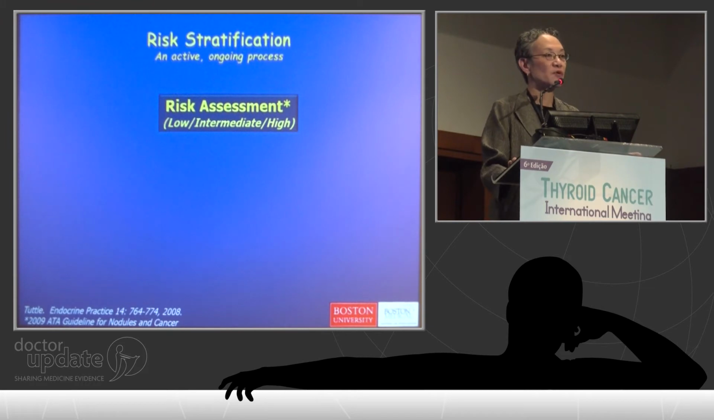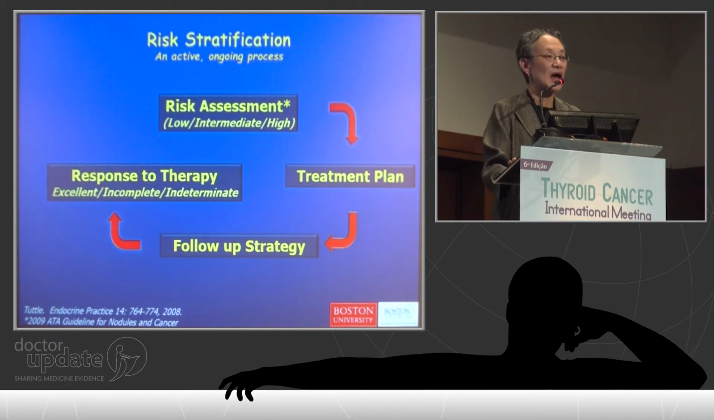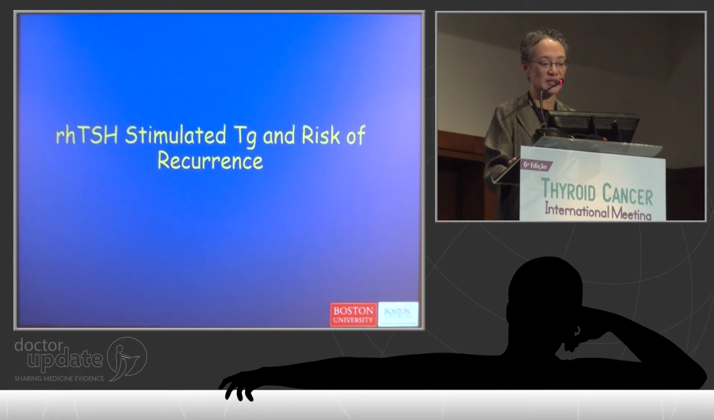So we've talked about this before, so we've now had a risk assessment of that patient after surgery. We're now going to do a treatment plan, and because she has an intermediate risk of recurrence that's pretty high, she is someone I'm going to give radioactive iodine to, and now I have to figure out a follow-up strategy. After I do that follow-up strategy, I'm going to assess how she responds to that therapy, and then we're going to go around in the circle forever. So you're going to look at this risk assessment every time you see a patient.